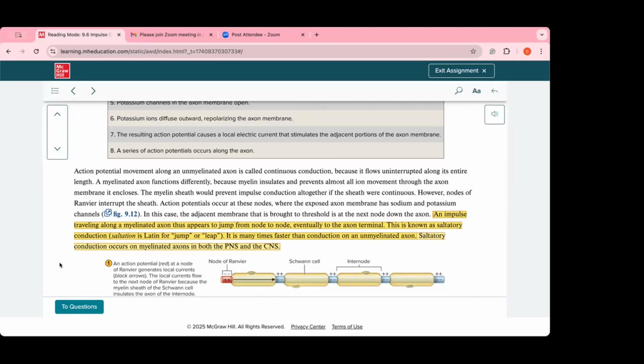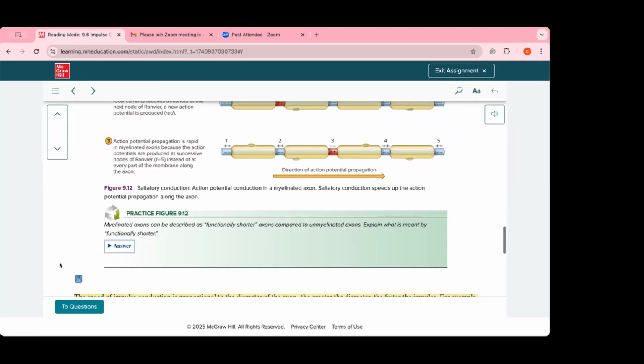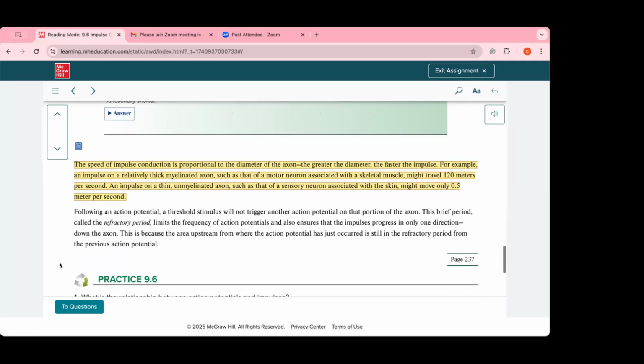Okay. An action potential movement along an unmyelinated axon is called continuous conduction because it flows along its entire length. Okay. An impulse, okay, that's saltatory conduction. Keep going. The speed of an impulse is proportional to the diameter of an axon. The greater its diameter, the faster the impulse.